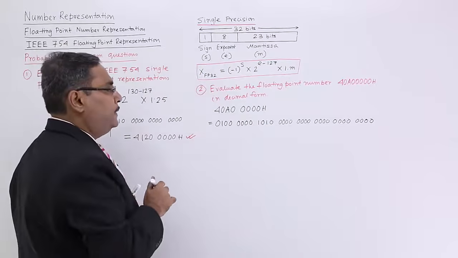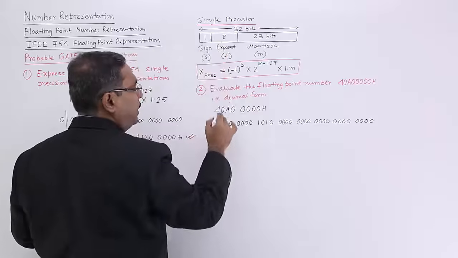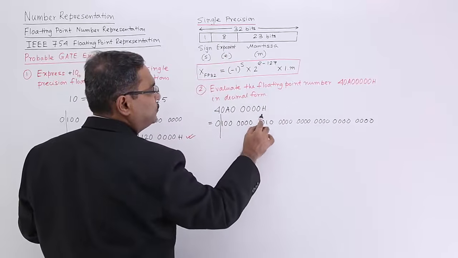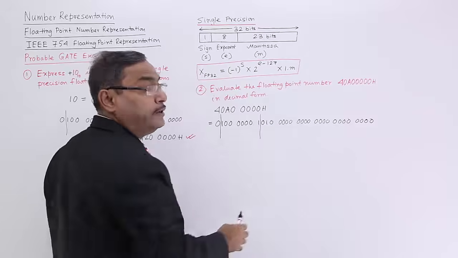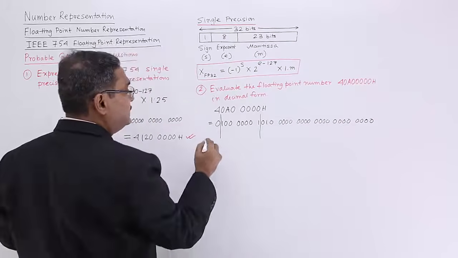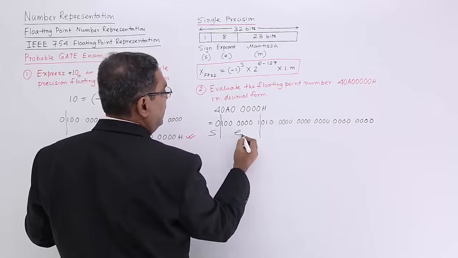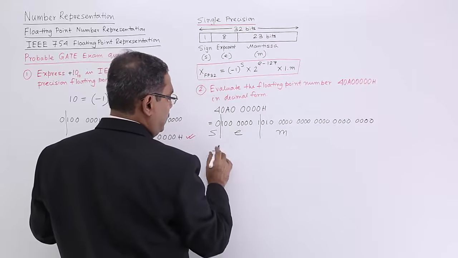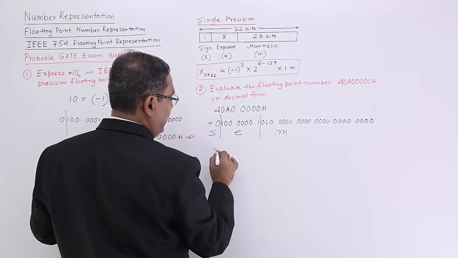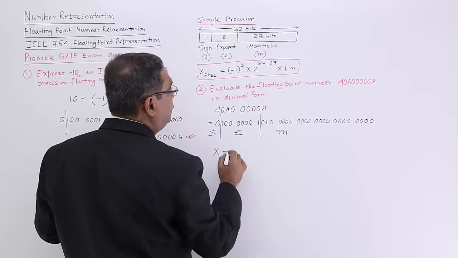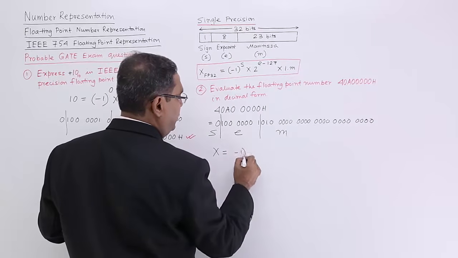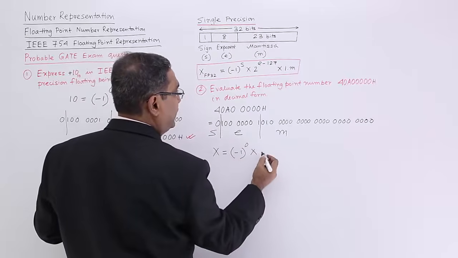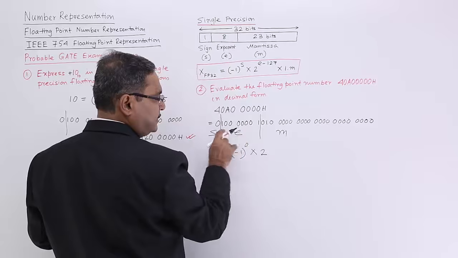Okay, now please go for the bit division: 1, 8 and then 23. This is the sign, this is the exponent, and this is the mantissa. So what is the value now? The value will be minus 1 to the power of s. S is 0. Into 2 to the power of, what is this?